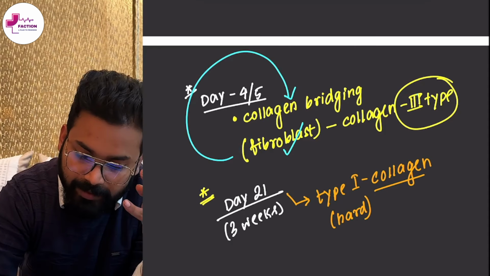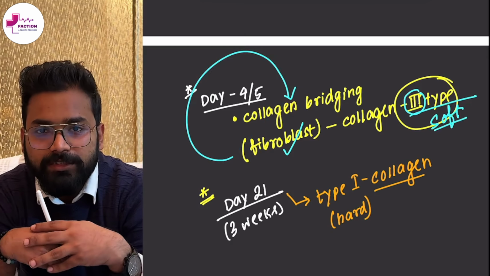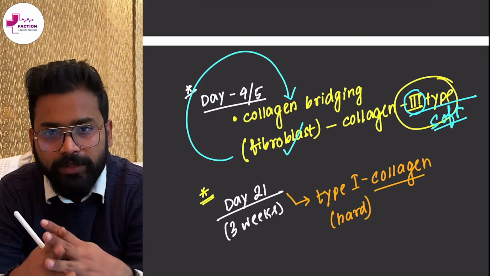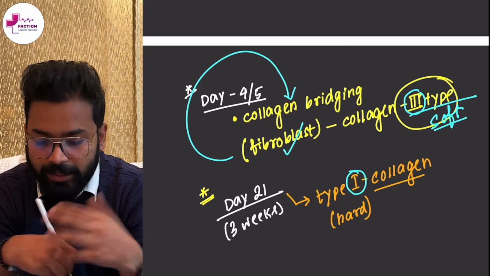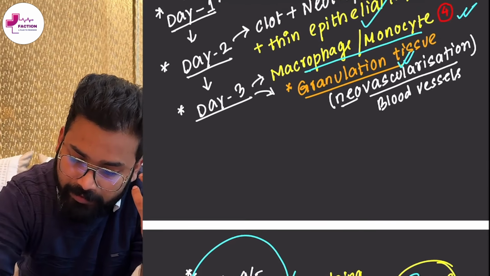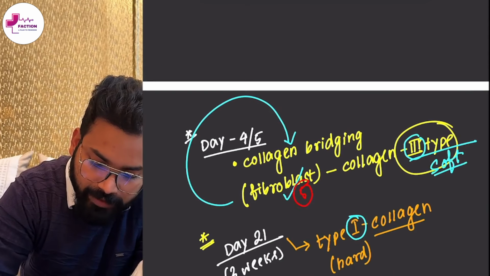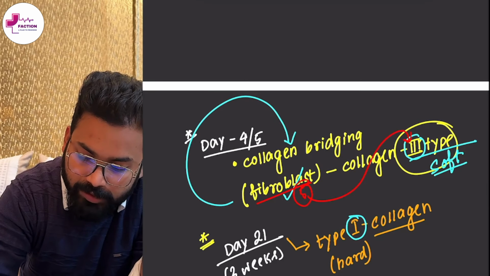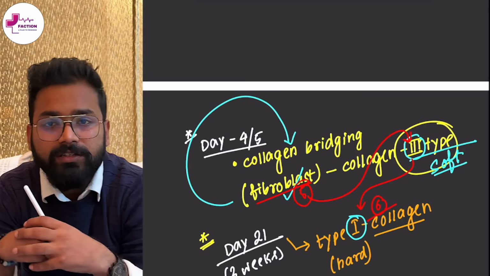And these fibers are type 3. These fibers, I can say, are a bit softer fibers. For hard fibers, we have to wait for 3 weeks and you get type 1 collagen. So these are the events. After event number 4, you will write event number 5, where fibroblasts give rise to type 3 collagen, and type 3 changes into type 1 by the end of 3 weeks.